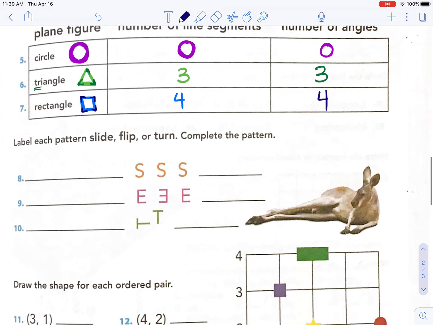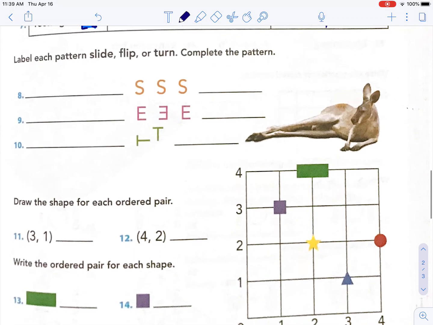Keep on going. Ooh, do you remember these? We had our pattern on the board. We had slides. We had flips. We had turns. The first one is an S. The S stays here and then it scoots over. What's another word for scoot? It slides. Nothing changed. It just slid over. So it is a slide. And what will the next one look like in that pattern? It's going to look exactly the same. It's just going to be scooted over.